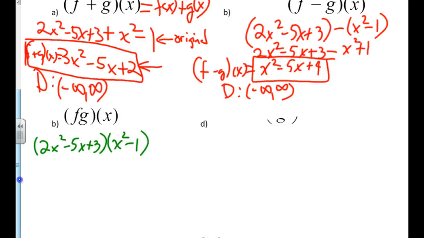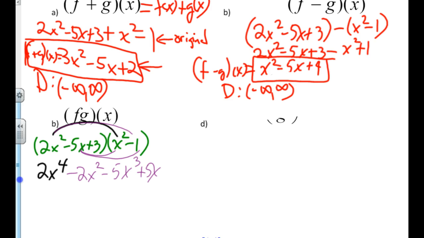Okay. So when I multiply this, I get 2x squared times x squared is 2x to the 4th. I'm going to have 2x squared times negative 1 is negative 2x squared. I've distributed the 2x squared to everybody. Now I'm going to distribute the negative 5x to everybody in the second parentheses. Negative 5x times x squared is negative 5x cubed. Negative 5x times negative 1 is positive 5x. I've distributed him to everybody. Now let's do the 3. The 3 times x squared is plus 3x squared. And the 3 times the negative 1 becomes minus 3.